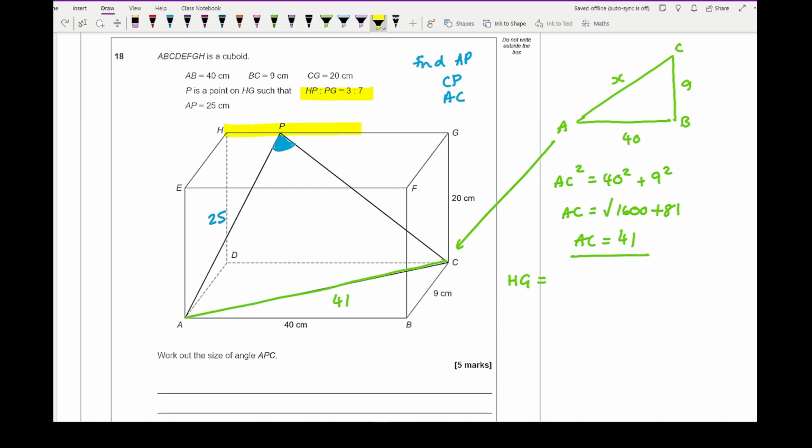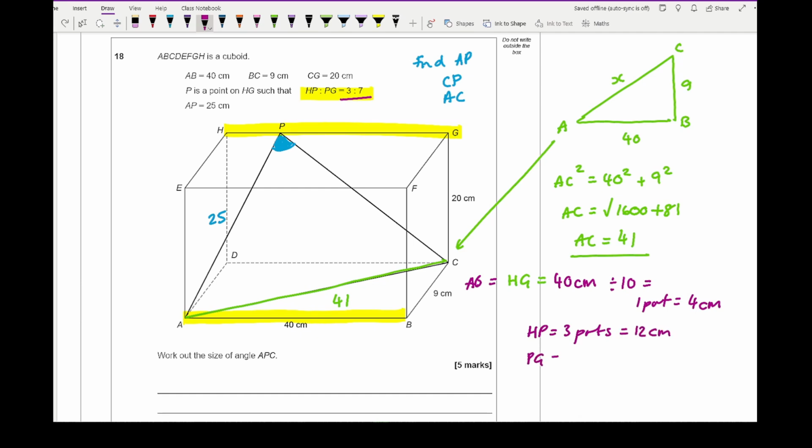So H to G is this length here, and that length there we do know because that is the same as AB. So AB equals HG, which is equal to 40 centimeters. Now using this ratio, I've got 10 parts. So 40 centimeters divided by 10 equals 1 part equals 4 centimeters. So that means H to P, which is 3 parts, is going to equal 12 centimeters, and P to G is 7 parts, which is equal to 28 centimeters.